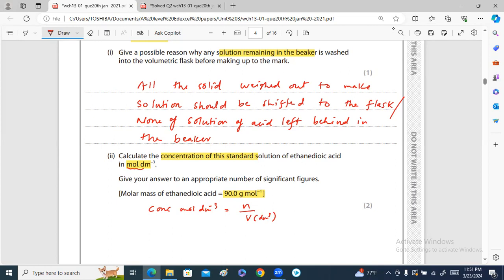Now, if we look at our question, 2.40 grams of ethane dioic acid, which was in the solid state, dissolved in 250 centimeter cube of water. So 2.40 grams and 250 centimeter cube of solution was there. So we can convert the grams into the moles. First of all, calculate the moles of ethane dioic acid: 2.40 grams over 90, mass over Mr. So we'll get 0.0267 moles.